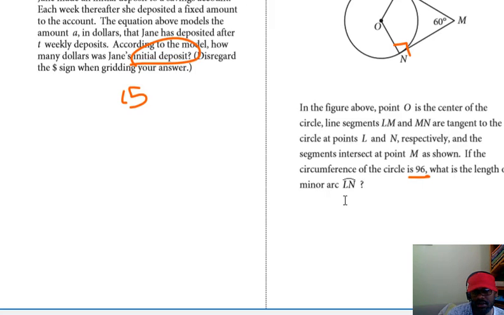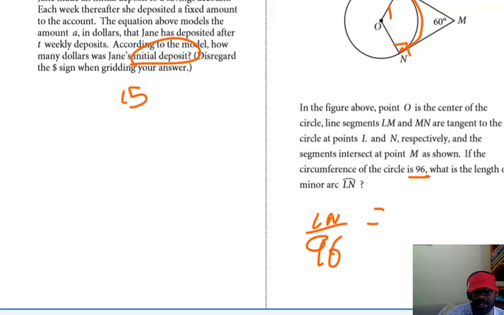Which LN? This is still LN and this one is LN. Okay, let me see, it is probably asking just for the small LN, the minor LN. Okay, let's take the ratio here. Just the ratio of this side with the whole circumference, which is 96.